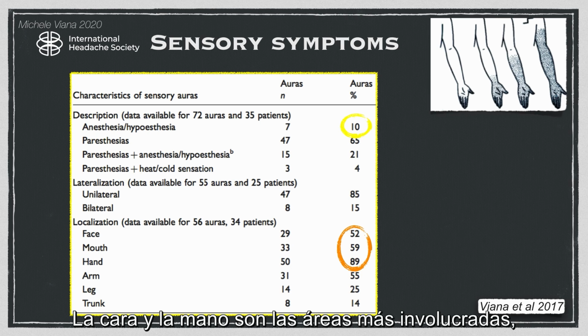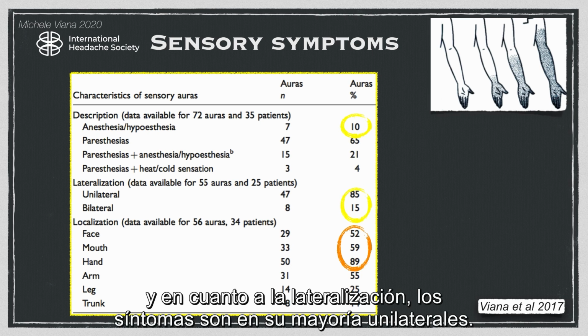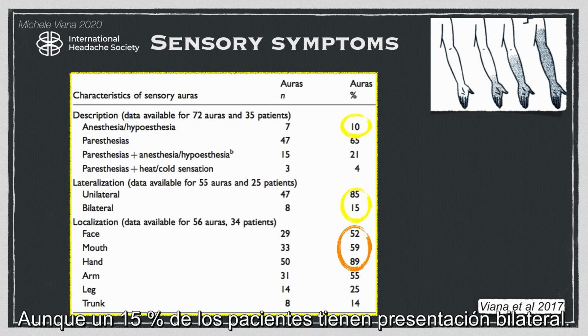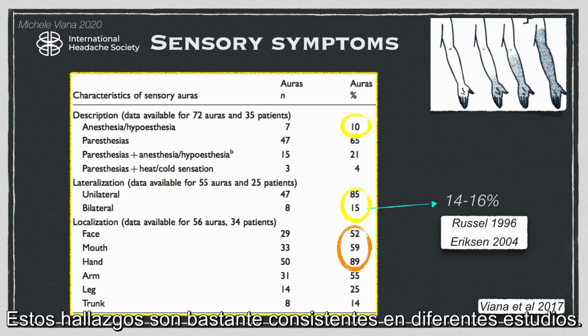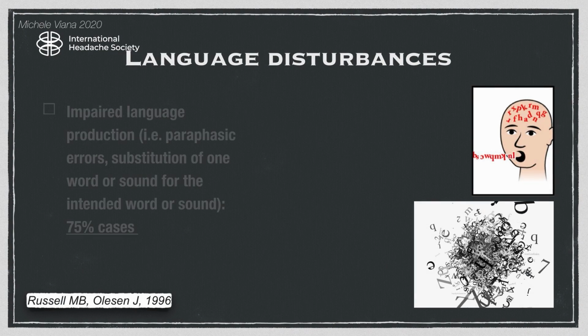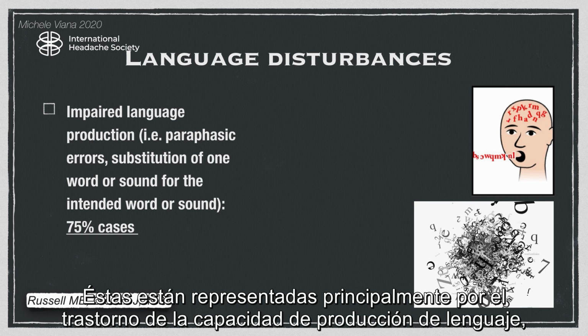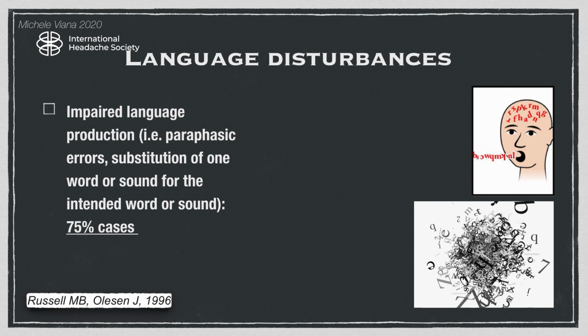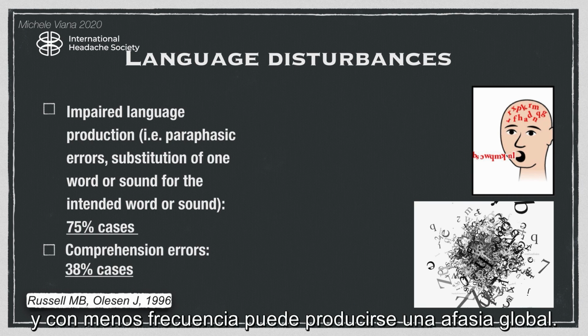Face and hand are the most involved areas, and about lateralization, symptoms are mostly unilateral, although 15% of patients have bilateral presentation. These findings are quite consistent over different studies. Language disturbances. These are mainly represented by impaired language production, and less frequently comprehension aphasia can occur.